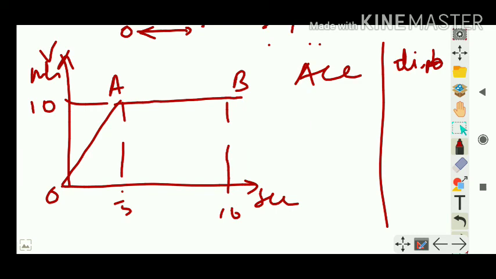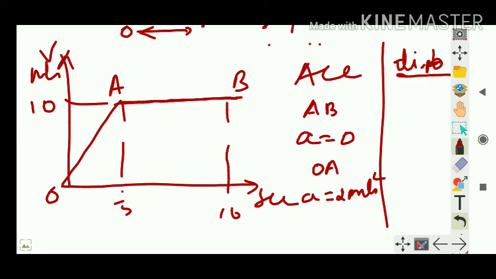Right. Now we'll go for the next segment, which is as per the diagram, AB. For AB, there is no slope. When there is no slope, it means the acceleration is 0. So for AB, acceleration is 0. For OA, the acceleration is 2 meter per second square. Clear? Similarly, let's move on with the displacement. So from velocity time graph, how can I calculate displacement? You just have to find the area under the graph.